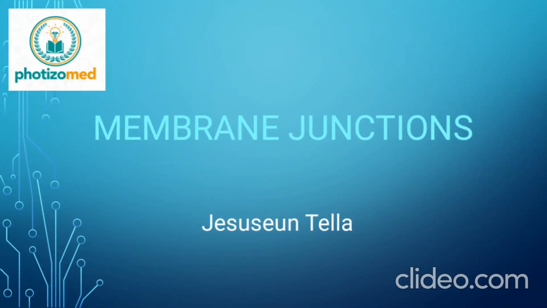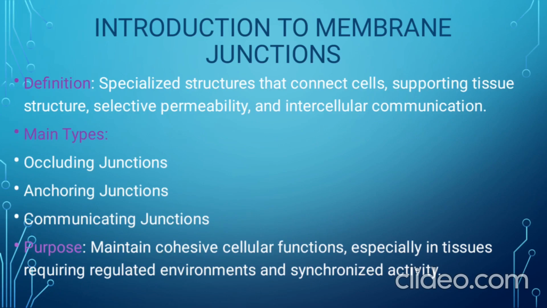Today I'll be talking about membrane junctions. Membrane junctions are specialized structures that connect cells and supporting tissue together, and they provide selective permeability and intercellular communication. In simple terms, membrane junctions are connections between cells or between a cell and the extracellular matrix.